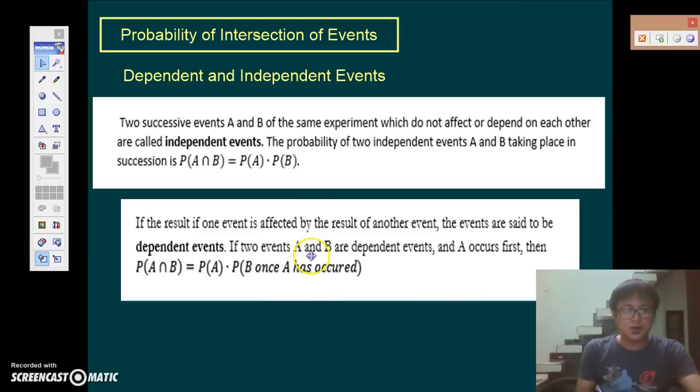And if the result of one event is affected by the result of another event, the events are said to be dependent events. So if two events A and B are dependent events and A occurs first, then P(A ∩ B) is equal to P(A) times the probability of B once A has occurred. So after A. So that's it. They're basically the same. You multiply the probabilities, but in the case of dependent events, the probability of B will be once A has happened or occurred. So to show that, I have prepared some problems.